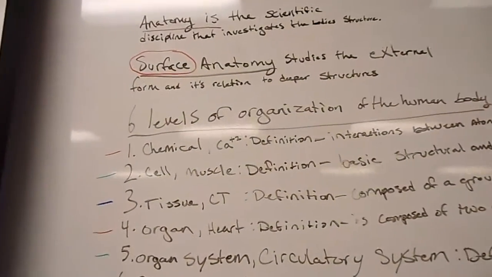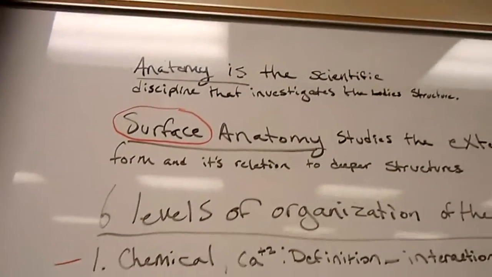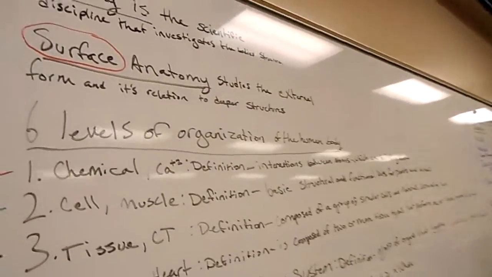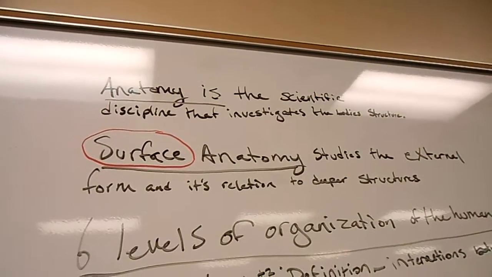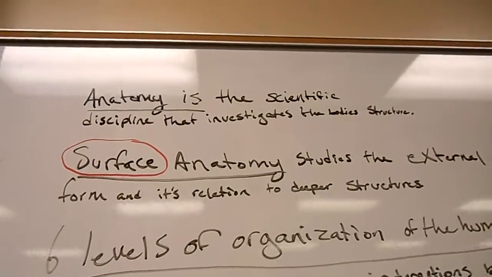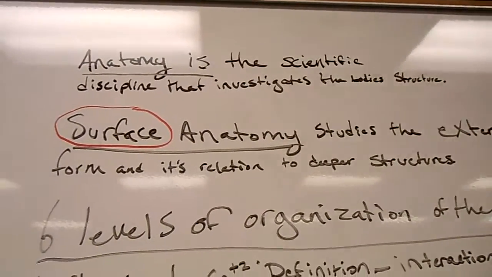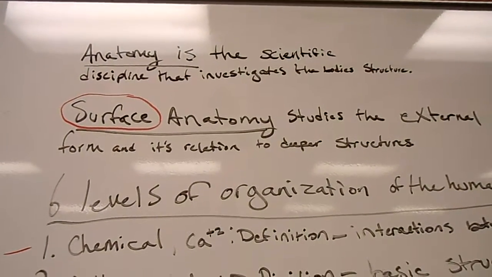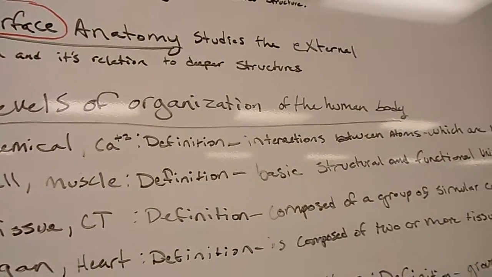Okay, I'm reviewing chapter 1 of AMP1, and you can see I drew a whole bunch of stuff on the board. So starting with the very first section of the chapter, anatomy is a scientific discipline that investigates the body's structure. And surface anatomy studies the external form and its relation to deeper structures. There are 6 levels of organization of the human body.